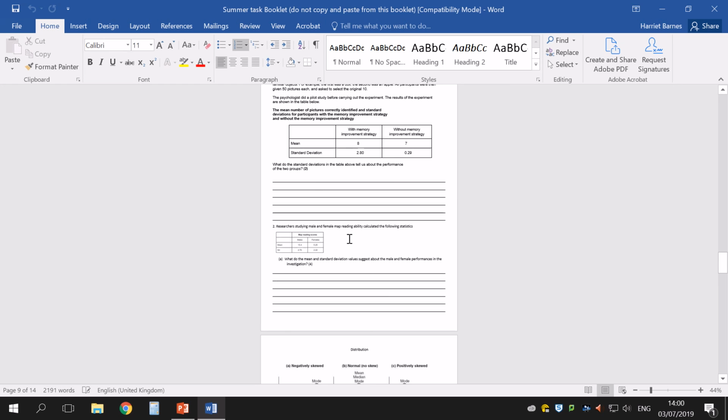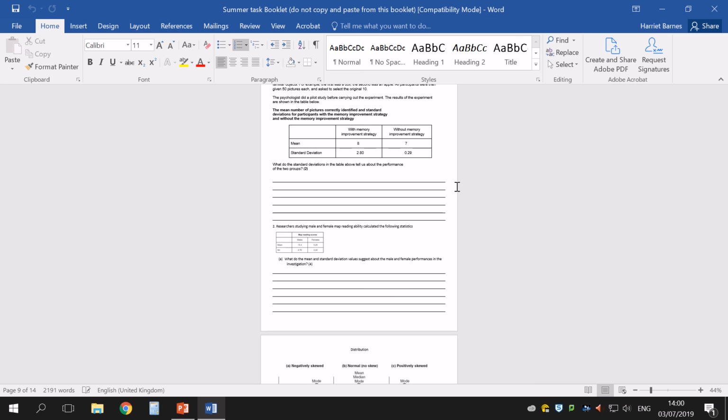at some exam questions. The key thing with these exam questions, what does the standard deviation tell us about the performance of the two groups, is it's 2 marks, so you need to do 2 things. You need to tell me what it tells us, and then you need to be able to explain how we know that. And I'm sure we've done this in class. So for example, the key thing to remember with this is high standard deviation means the data is very spread out, and a low standard deviation means that the data is very tightly packed around the mean together. And you would talk about that.